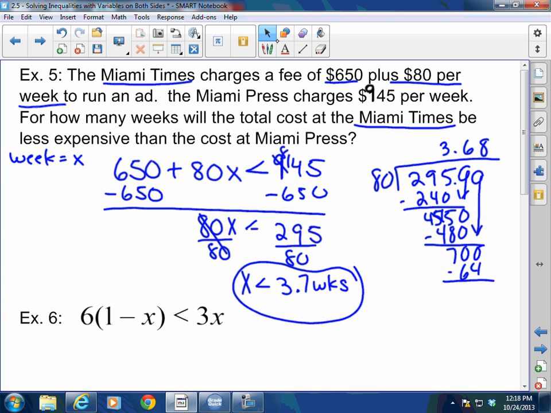Come on, guys. Read the question. It's how many weeks what? Exactly. What this means is if you're a business owner, if you're going to have the ad running for less than 3 weeks, you go with the Miami Times. If you're going to have your ad more than 3 weeks, you go with the Miami Press. Are you guys understanding this? You promise? All right. Excellent.